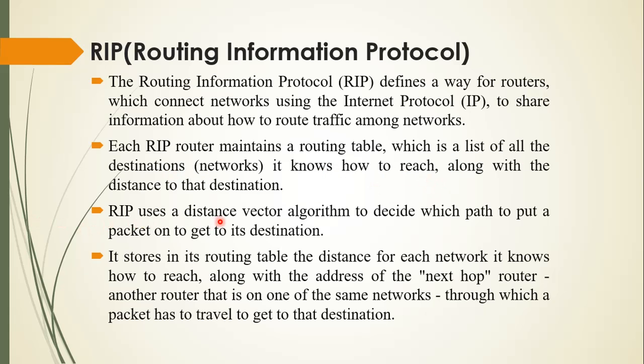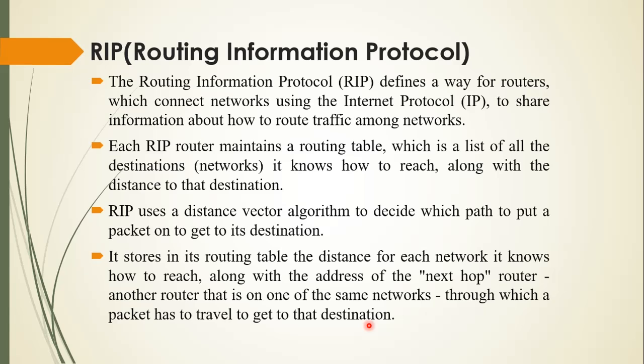RIP uses a distance vector algorithm, which I explained in the previous lecture, to decide which path to put a packet on to get to its destination. It stores in its routing table the distance for each network, along with the address of the next hop router, which is another router on one of the same networks through which a packet has to travel to get to the destination.